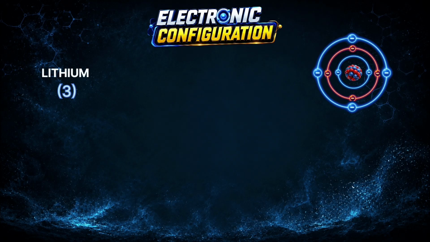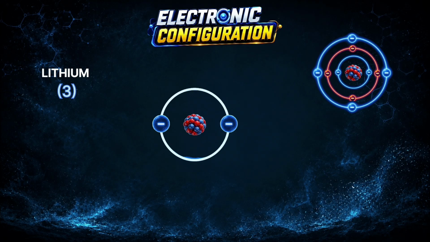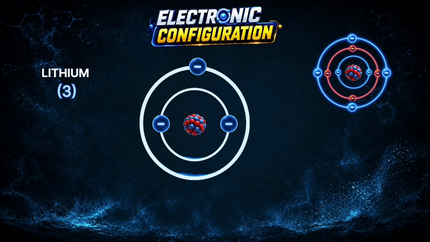Lithium has 3 electrons. The first 2 fill the first shell. Now the first shell is full. The third electron has to move into the second shell, so the electron configuration is 2, 1. Notice something important. We never overfill a shell. Once a shell is full, the next electron starts a new shell.